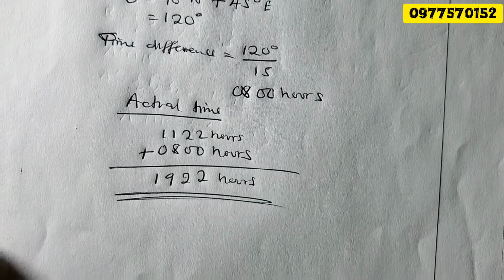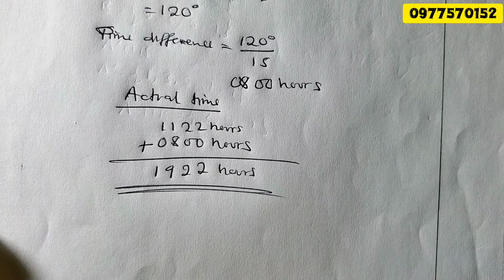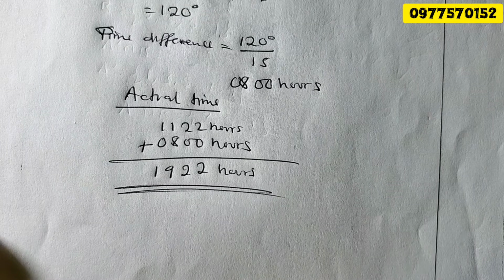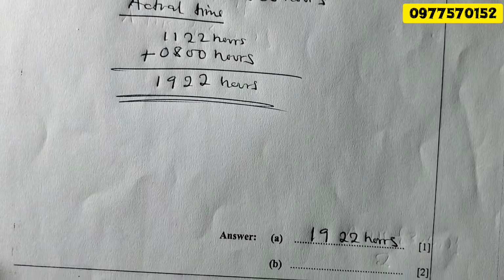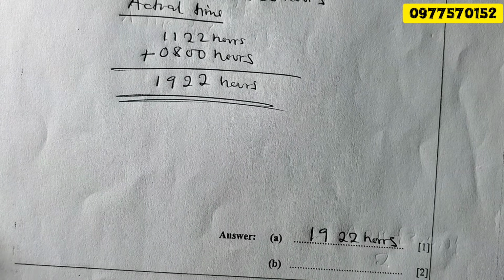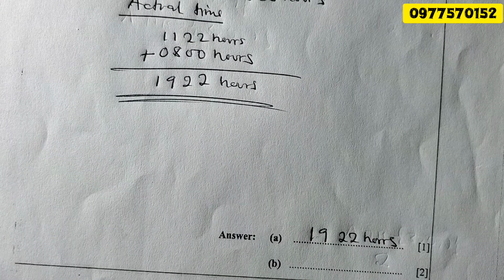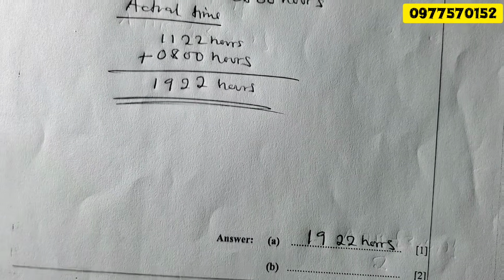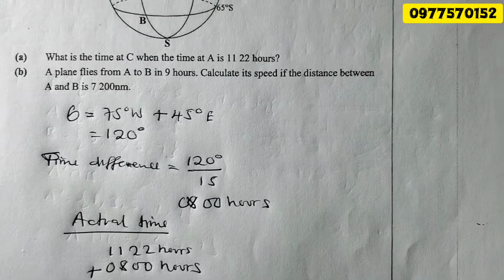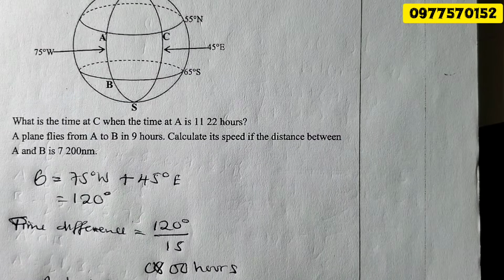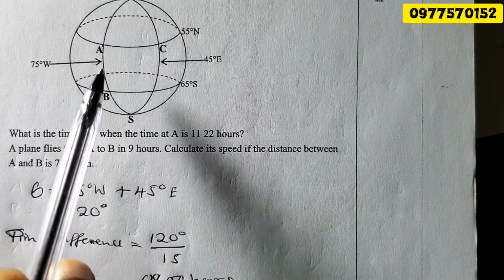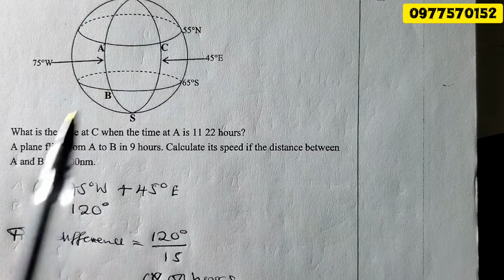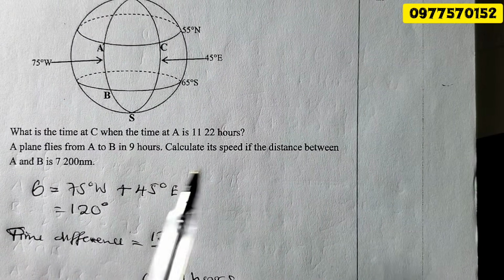All right, 1922 hours. So here we're going to write 1922 hours. It's just a mark. Okay, so 1922 you write in the answer space provided. All right, we have one more question here. We are asked to find what? A plane flies from A to B in 9 hours.